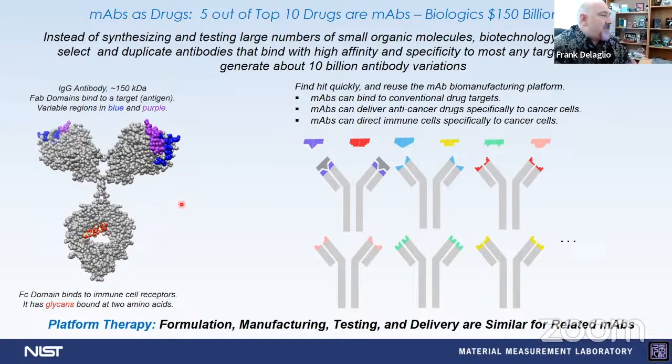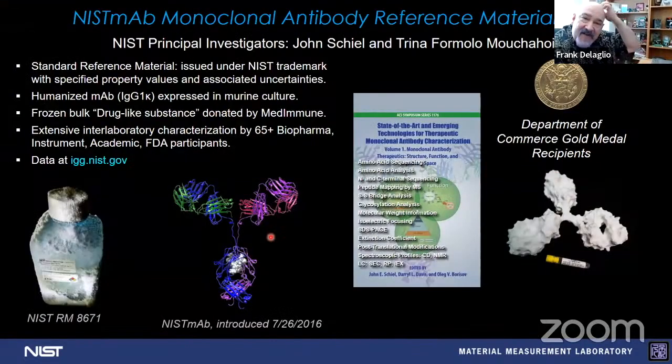antibodies of the same class are very similar to each other in chemical behavior, so that the monoclonal antibody serves as a general purpose platform for drug development, and the methods to develop them, test them, deliver them are very similar across the antibody class. And this makes them very attractive platforms for drug discovery. Now, monoclonal antibodies have to be expressed by live cells, generally mammalian cells.